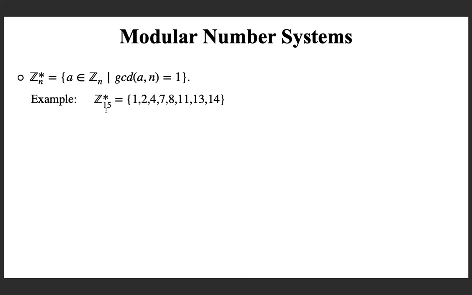For example, if you look at Z15, you know that you have 0 to 14, right? And from that set, if you take only those elements which are relatively prime to 15, you are getting this set, right? You verify that these are relatively prime to 15, and in Z15 there is no other number relatively prime to 15. I am leaving that again as an exercise for the interest of time, and moving on to an operation which is called modular multiplication.